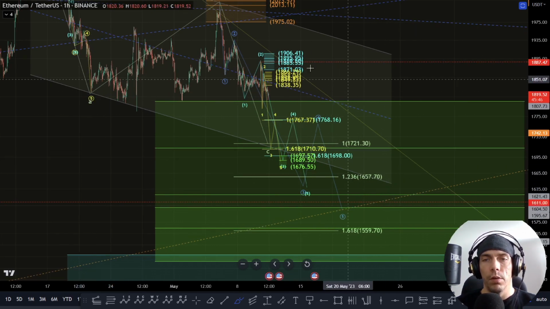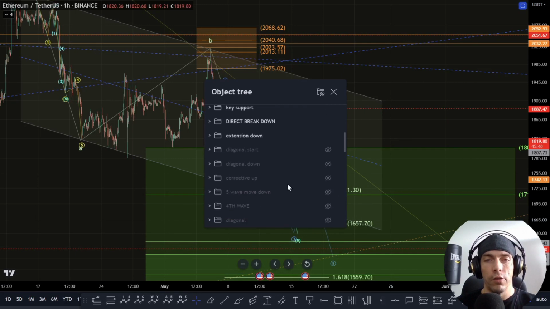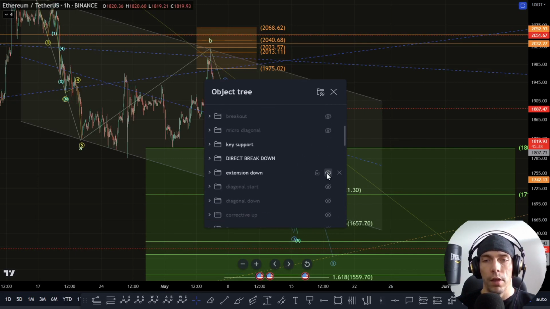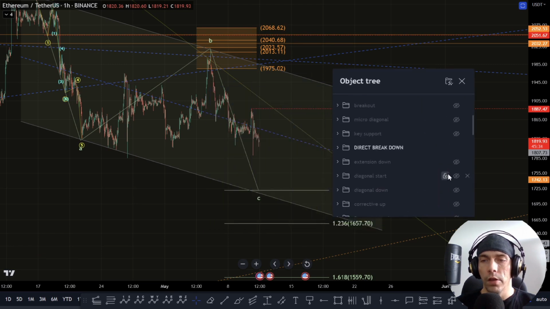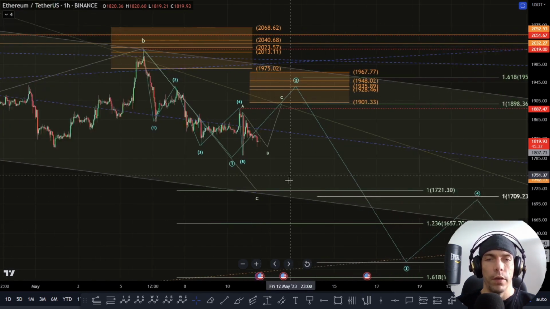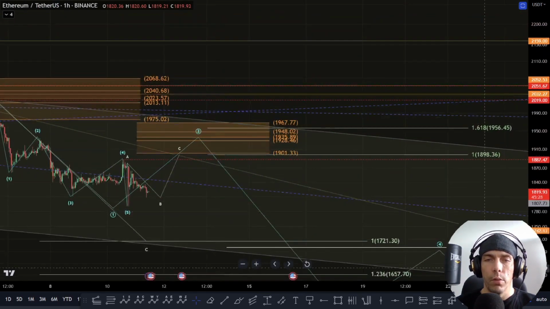So that's what we need to be aware of, in that potential of actually breaking down in a bigger way. Now, there are other ways of looking at the structure here. What we could see is that instead of looking at this move as an extension, what we could have is something like this, where we have this as a diagonal starter, and we could be looking for a wave 2.